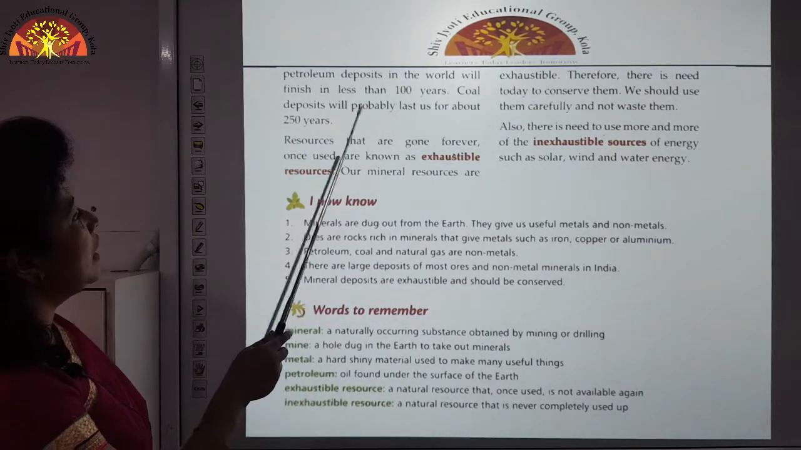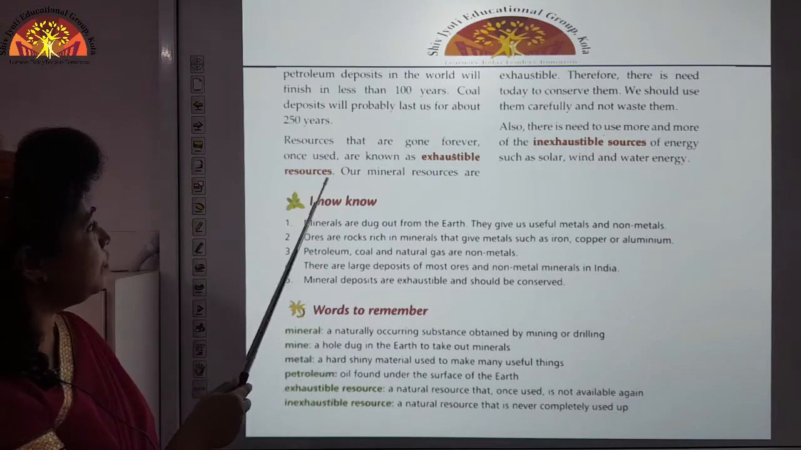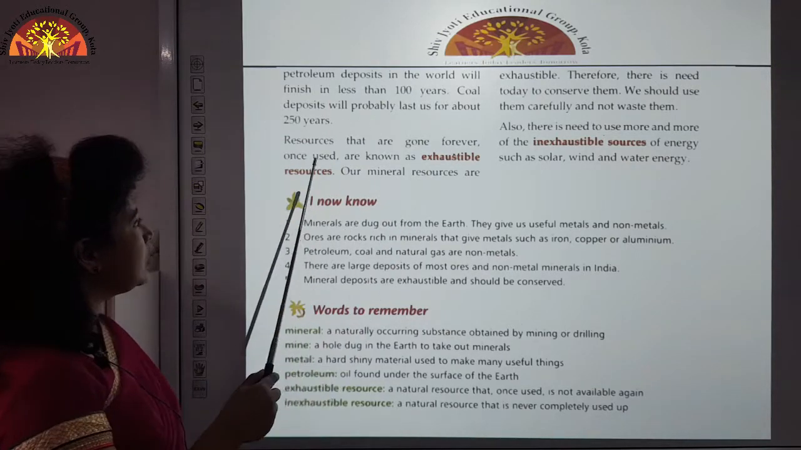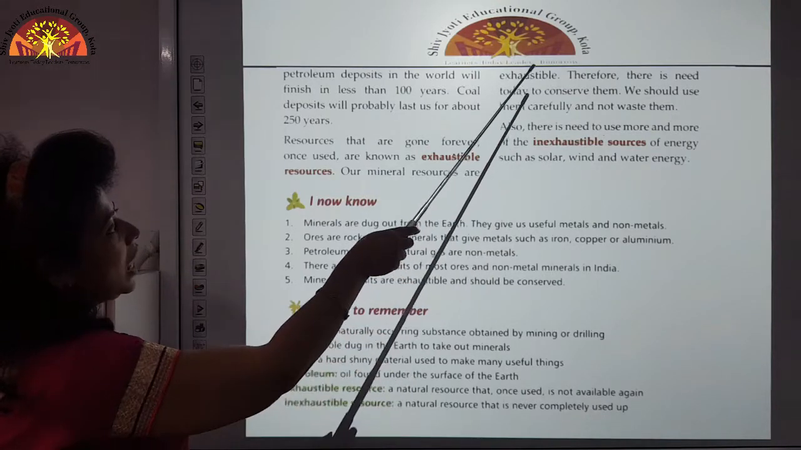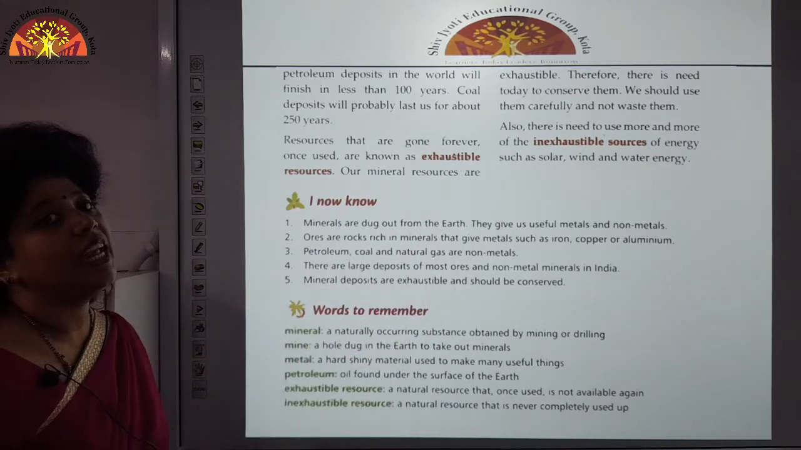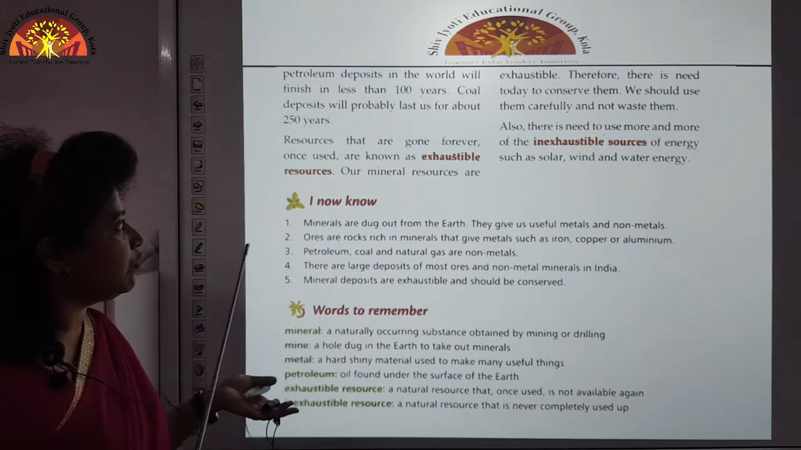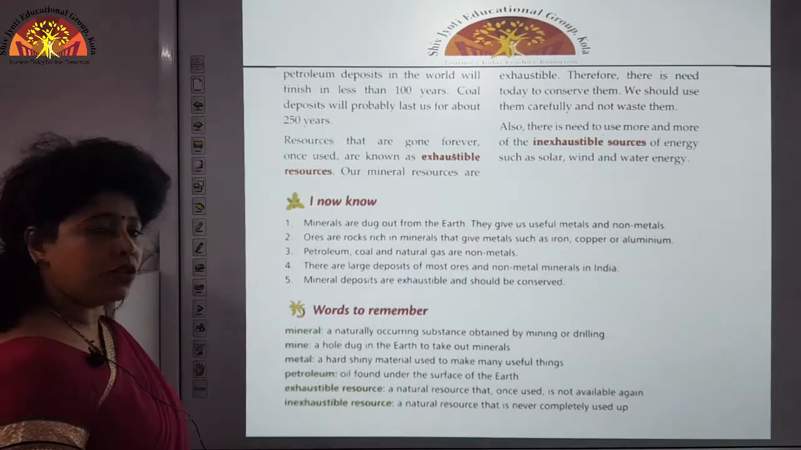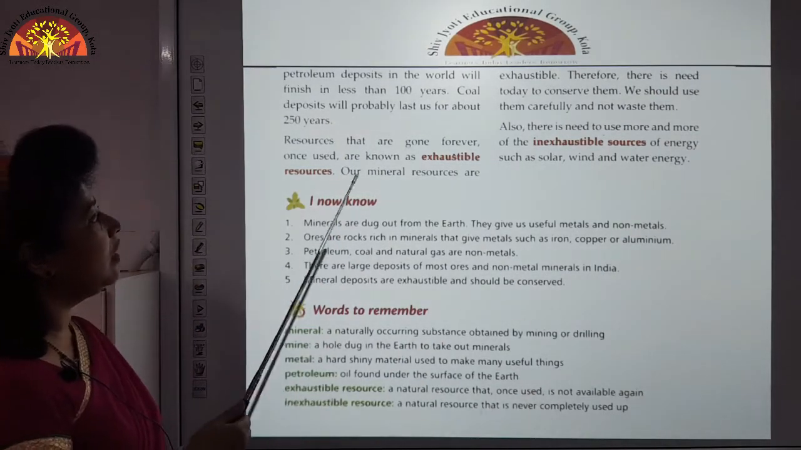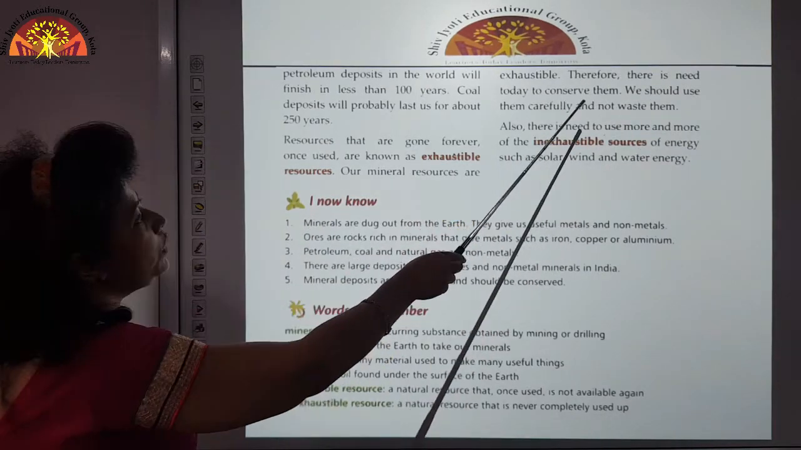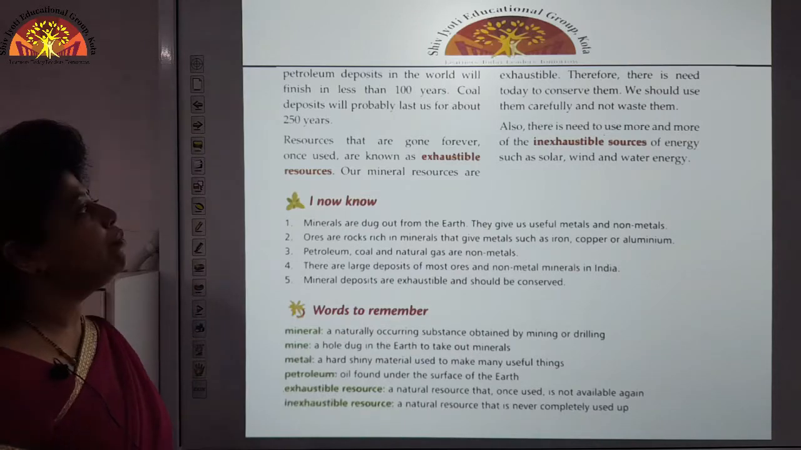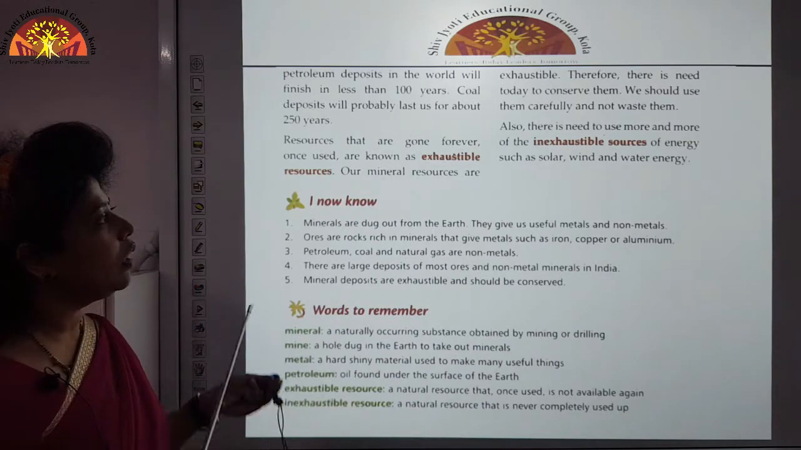Resources that are gone forever once used are known as exhaustible resources, and our mineral resources are exhaustible because they take many years to form, and our usage is also very fast. They take a very long time to form, and therefore there is a need to conserve them or use them wisely and not waste them.